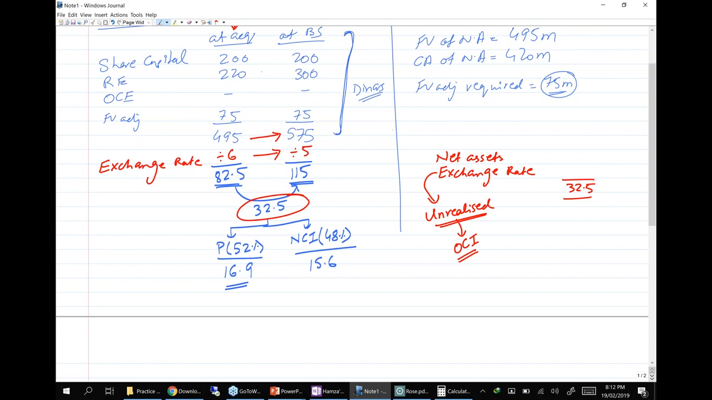Yes, Mengheng, you are right. BS means balance sheet, which is equal to statement of financial position.